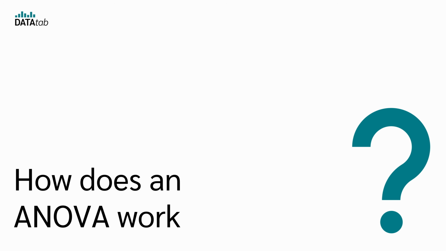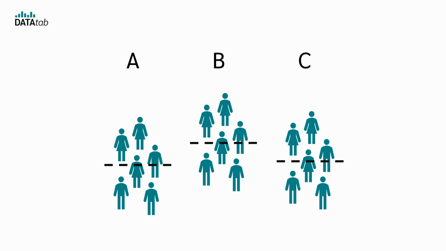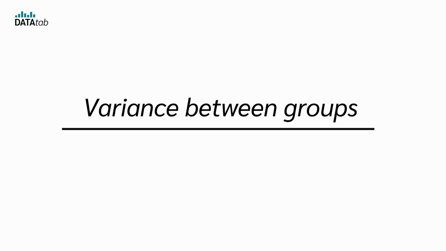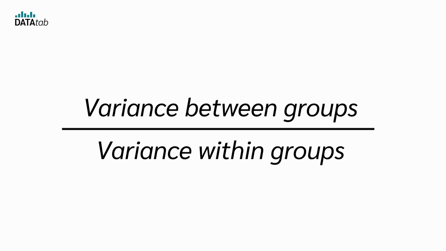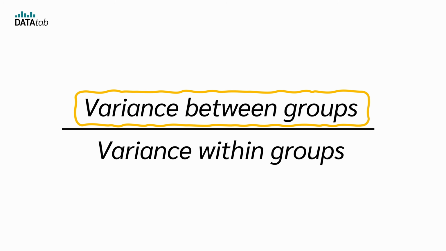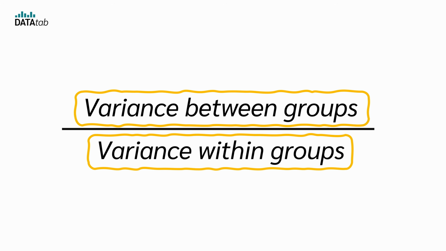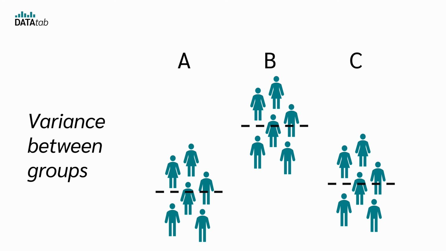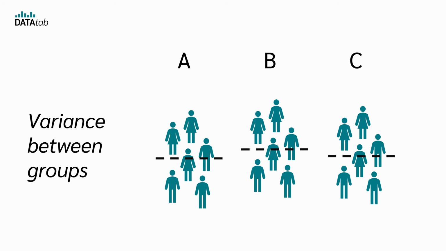Okay, but how does an ANOVA work? We want to know whether there is a difference between the groups. To test whether there is a difference, the ANOVA uses the ratio of the variance between the groups and the variance within the groups. What is the between-group variance and what is the within-group variance? The variance between the groups measures how much the mean values of the groups differ from each other. In our case, the deviation of the mean values of groups A, B, and C. In this case, we would have a big variance, in that case, a small one.